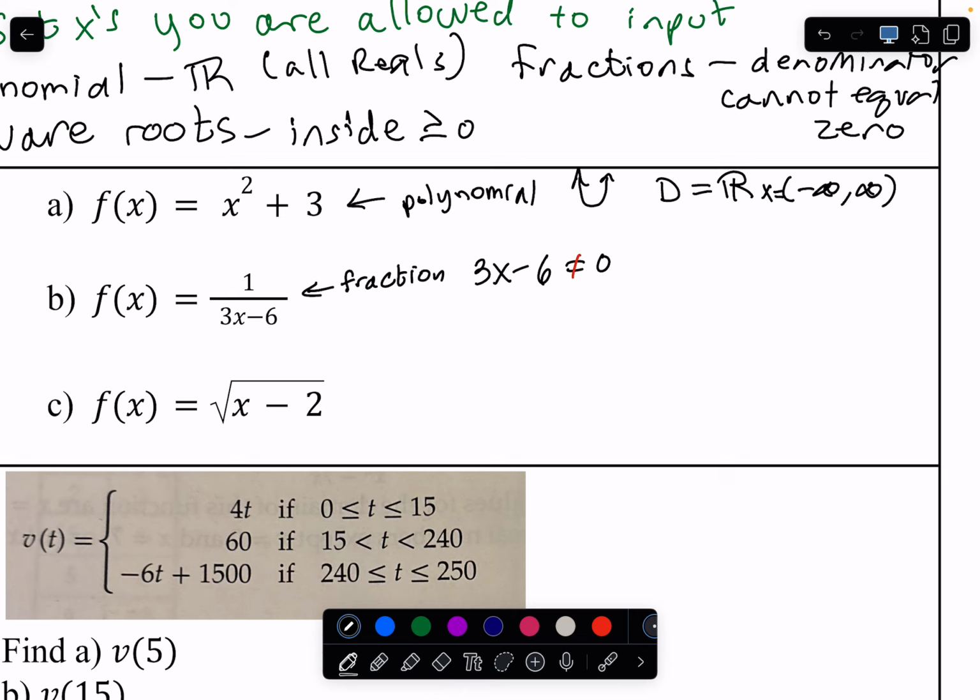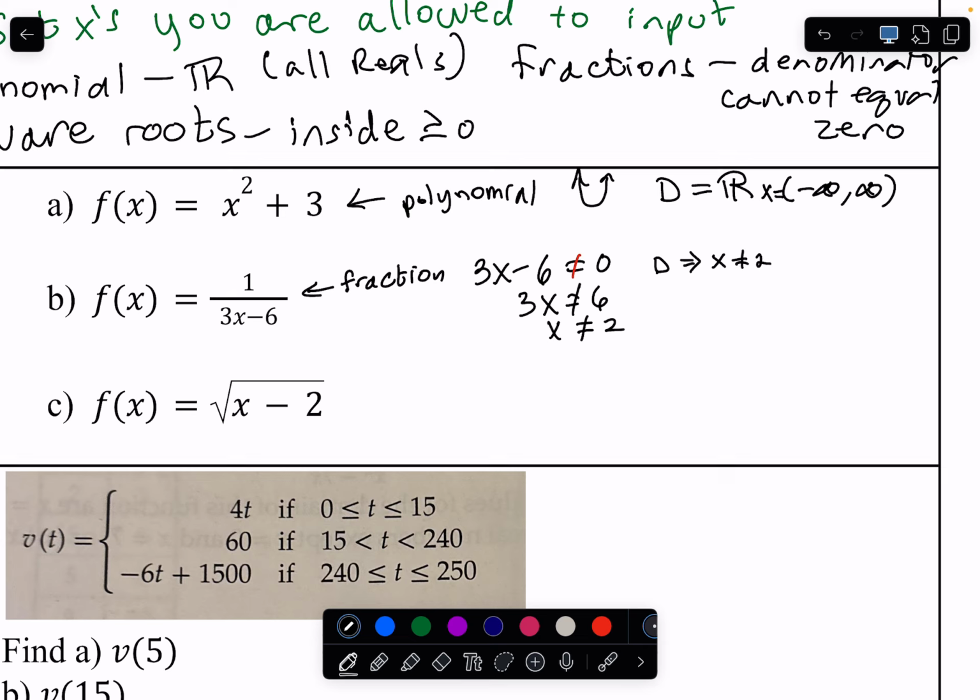We're going to add 6 to both sides, which would give us 3x equals 6. Put a slash through. And then we divide by 3 on both sides. 6 divided by 3 is 2. So x is not allowed to equal 2. Now, this means that our domain can be anything else but 2. So our domain, we would say that x is not allowed to equal 2.